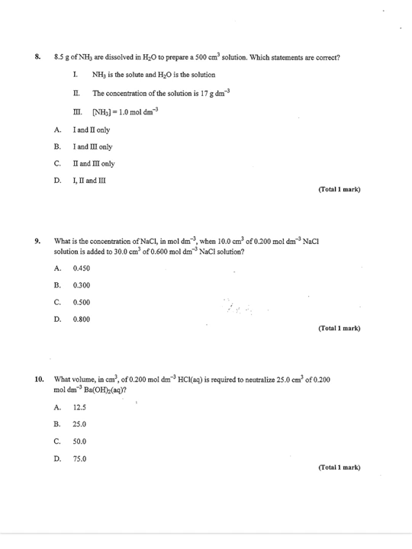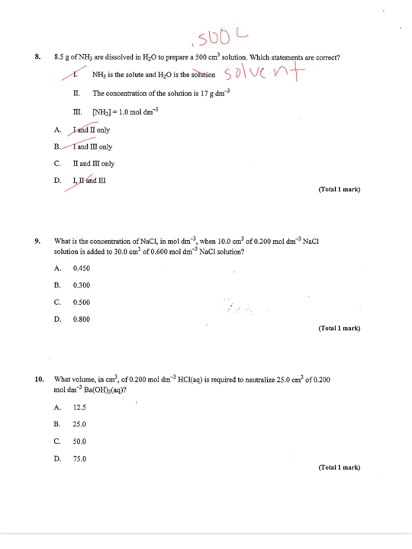Number 8, 8.5 grams of NH3 are dissolved in water to prepare a 0.5 centimeter cube solution. So since I'm talking solutions, I'm going to think 0.500 liters instead. Which statements are correct? NH3 is the solute and H2O is the solution. No, H2O is the solvent, and together they make up the solution. So one's out of there, which means you've just eliminated all but one choice. So if you're confident about that, this is a really easy one.